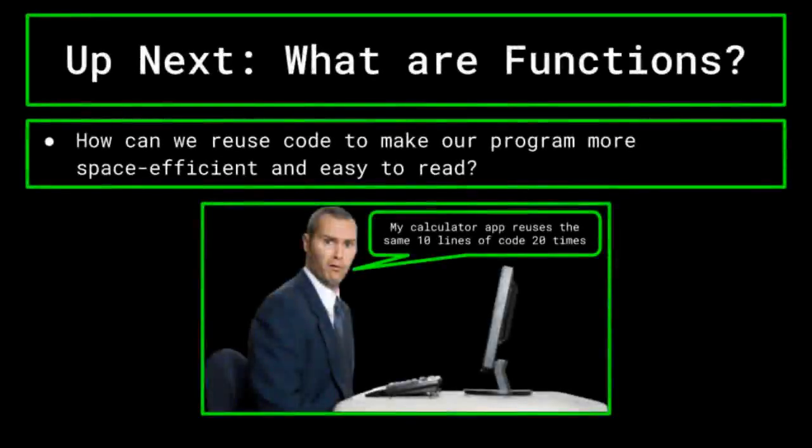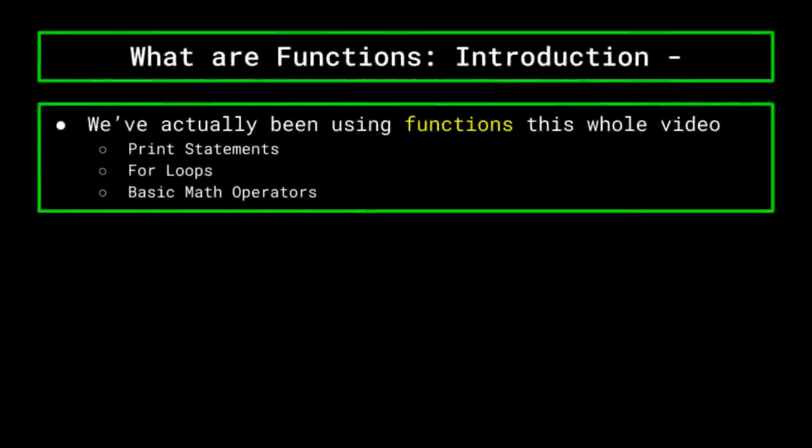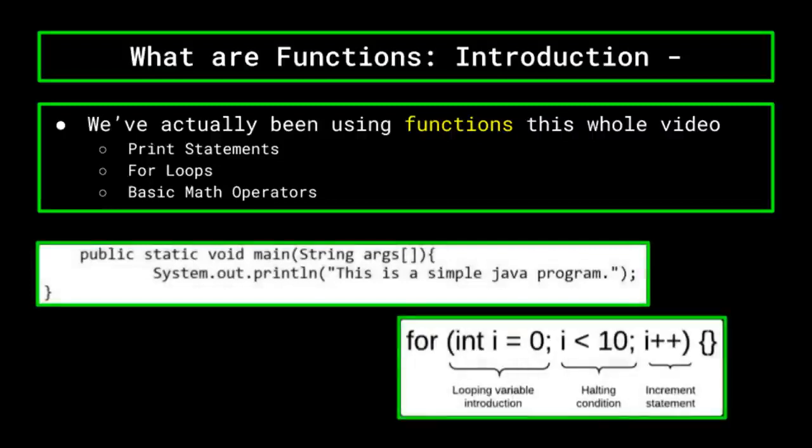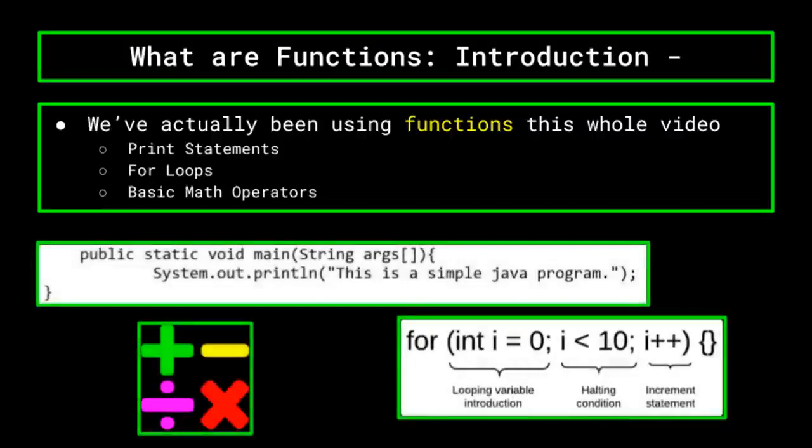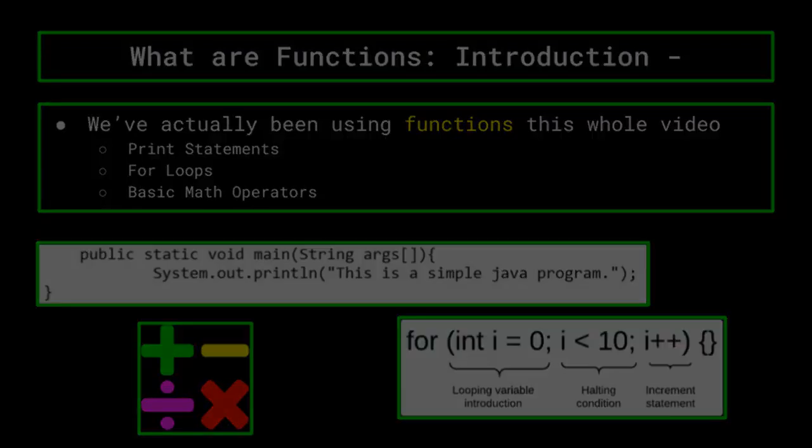Alright, now that we've covered errors for a bit, let's hop back onto the programming statement train and talk about one of the most important concepts in computer science, the function. Now you may not know it, but we've actually been talking about a few functions this entire series. Print statements, for loops, and even the basic math operations we've talked about are all examples of functions, which of course begs the question of what actually defines a function.